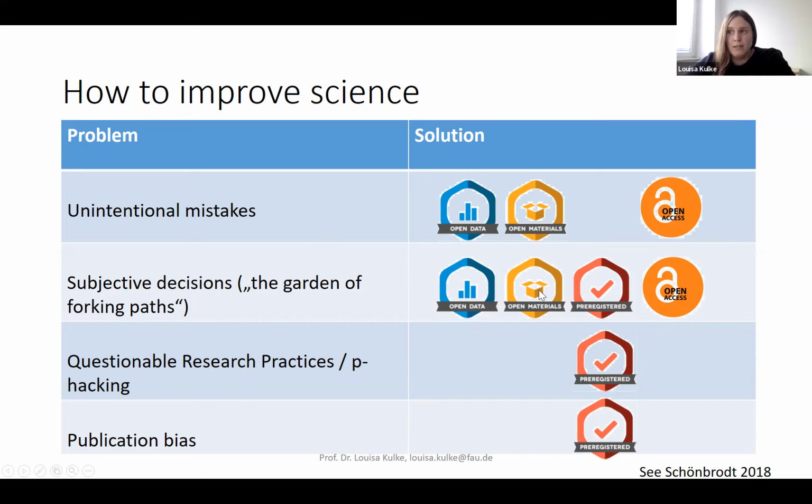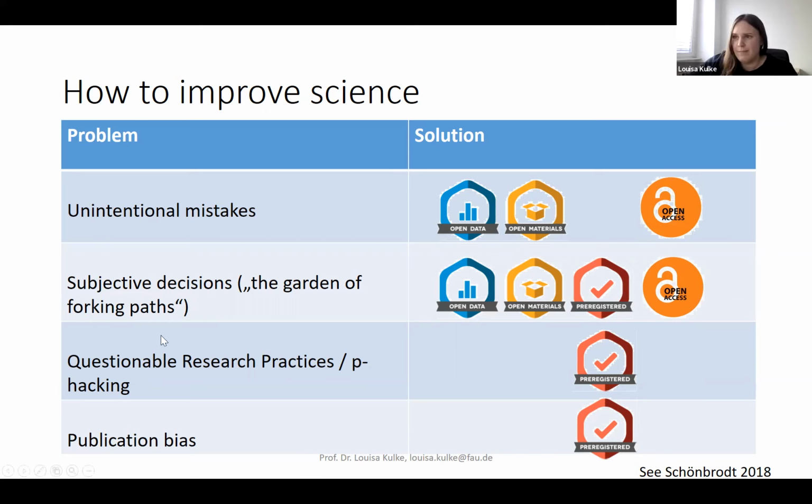Open materials means that other people can also look at the materials and say, I would have done this differently. We can pre-register so that we make our subjective decisions clear beforehand and explain why we took them, rather than just making another decision on the go. And we can also, again, openly share our data and results, so other people can check them and say, oh, I would have done this differently. In my subjective opinion, we should have done it this way.